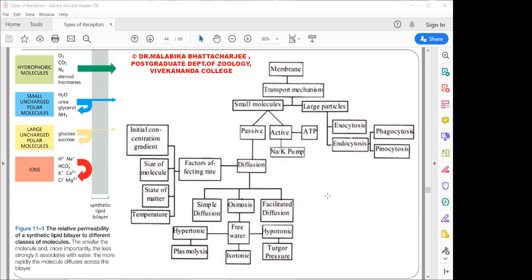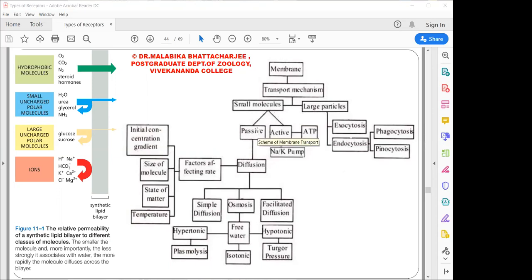Now, this is a very rough scheme about the various kinds of transport that occur through the membrane. One of the basic functions of the plasma membrane is to transport molecules. The molecules can be small, the molecules can be large. For larger molecules or larger particles, the two basic phenomena of transport are exocytosis and endocytosis. But for small molecules, the mechanism of transport can be basically two types: passive and active.